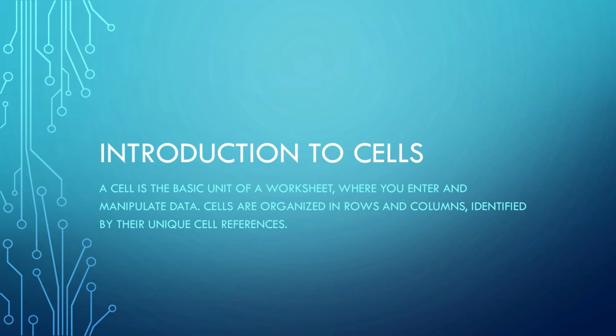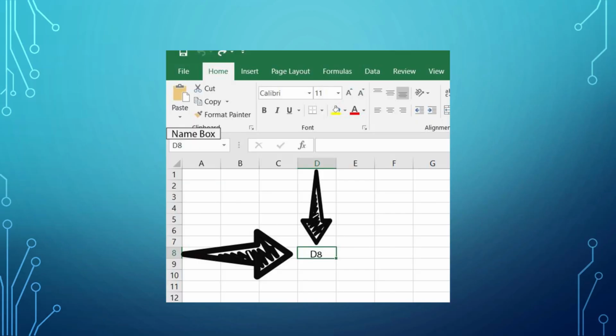Let's see how we can select a specific cell in Excel. Here's an example of selecting a cell in Excel. In this image, we've selected cell D8, and you can see its reference highlighted in the name box. Cells are where you enter your data and perform calculations, making them essential for any Excel project.